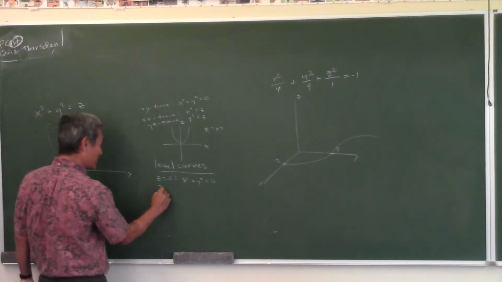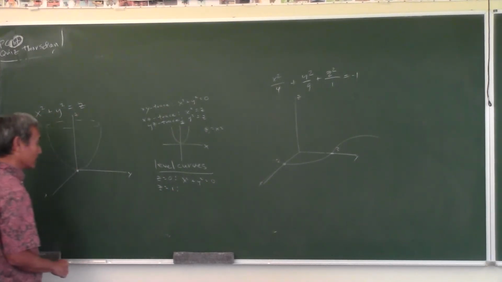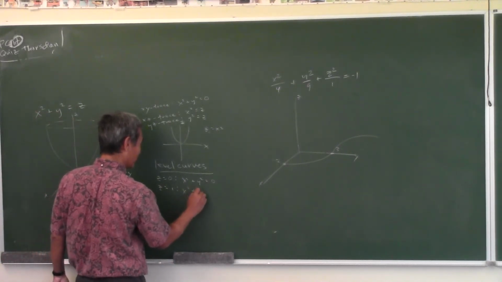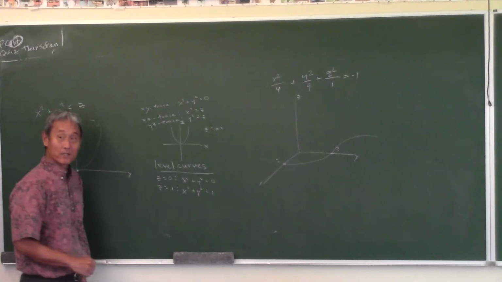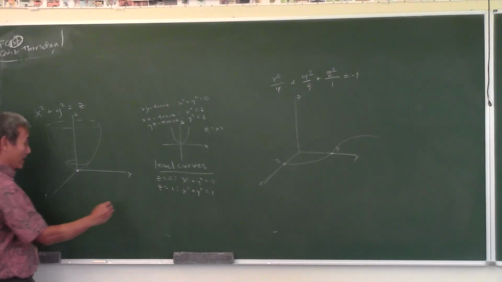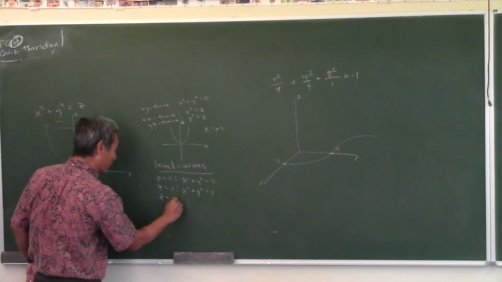But what happens when z is equal to 1? You get x squared plus y squared equals 1. Hey, that's a circle of radius 1. But that's only when z is 1. Now, where is z equals 1? 1 unit above the xy plane. So 1 unit above the xy plane, you're going to get a circle of radius 1. You guys seeing that?